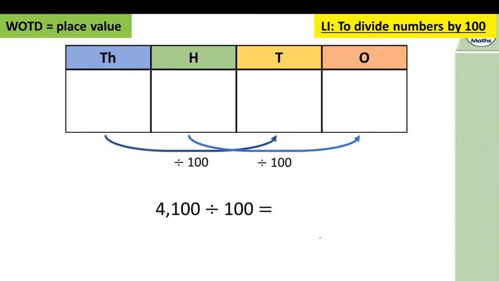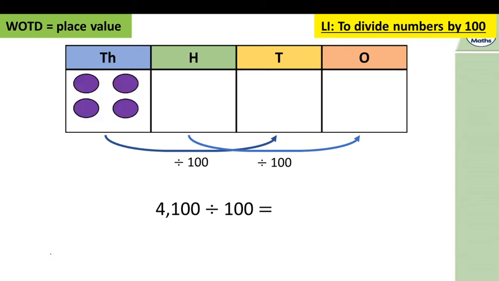Okay, so our question here is 4,100 divided by 100. I'm going to do the digits first. Let me show a little animation. So I've got my 4,100, and it's showing you what you do with the arrows. The 4 needs to move 2 to the right, it's going to end up there. The 1 moves 2 to the right, it's going to end up there.